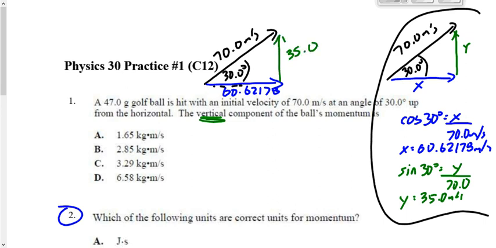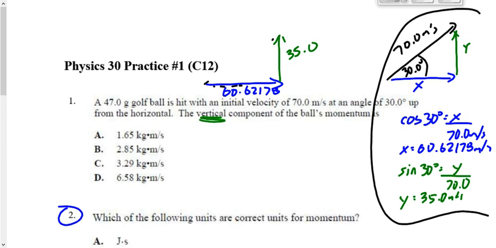And if I want, I can completely erase this 70 meters per second. It's gone. Look, it's dead to us. I don't like funny angles, so what do I do? I get rid of it. I take it off to the side. I turn it into an x and a y, and then I never want to use that 70 meters per second again. Never.